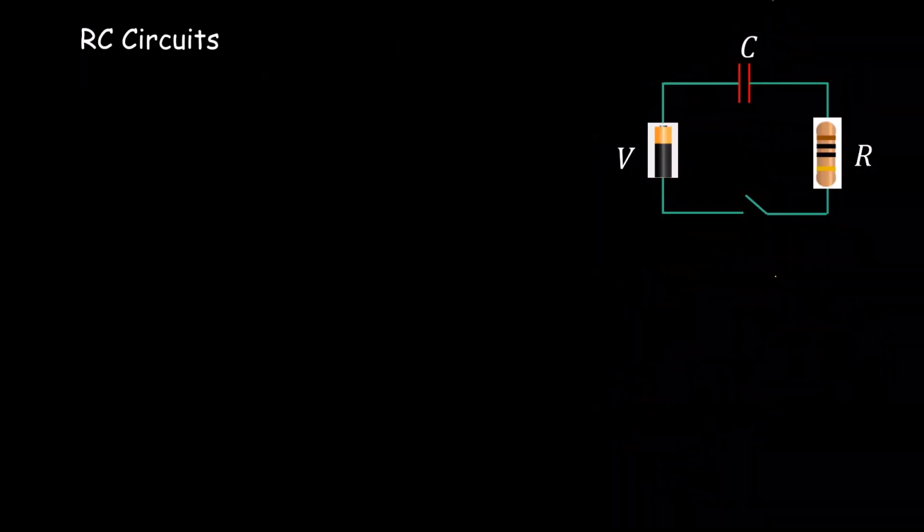The next part that I want to discuss in this chapter is RC circuits. An RC circuit involves a capacitor, as you can see here, and a resistor and a battery in the circuit. And there's a switch. And if you close the switch, then the current will flow and the capacitor gets charged. And the question is, how does the charge of the capacitor change with time?